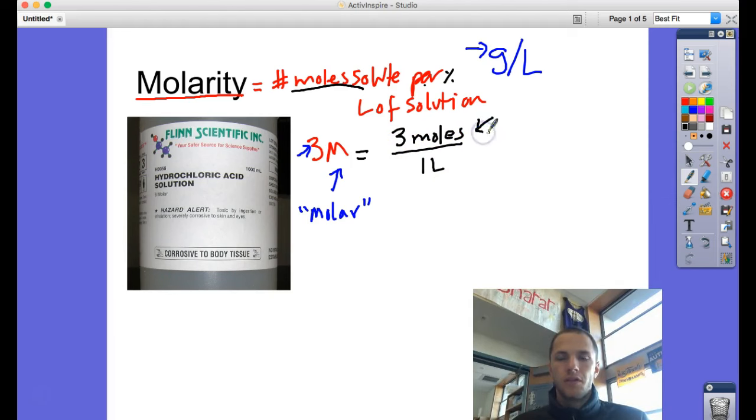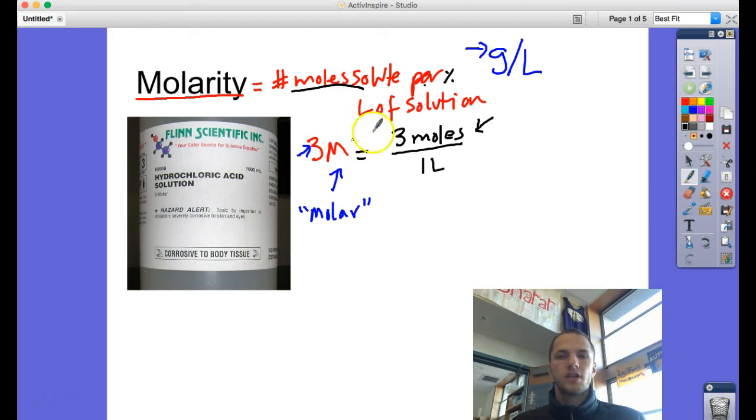And these moles can be whatever solute I am putting into the solution. It could be NaCl or CaCO3 or whatever it is. Okay? So the first big idea to walk away with here is that molarity represents how many moles of solute there are per liter of solution.